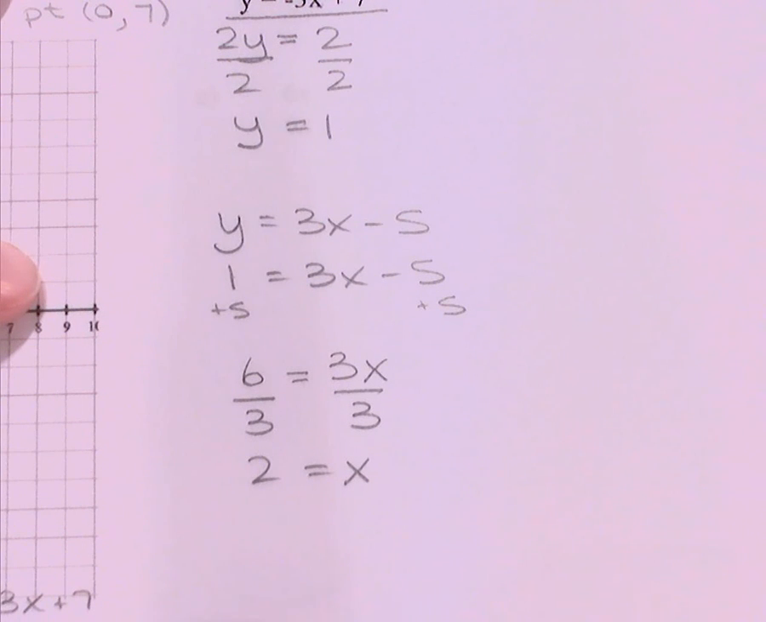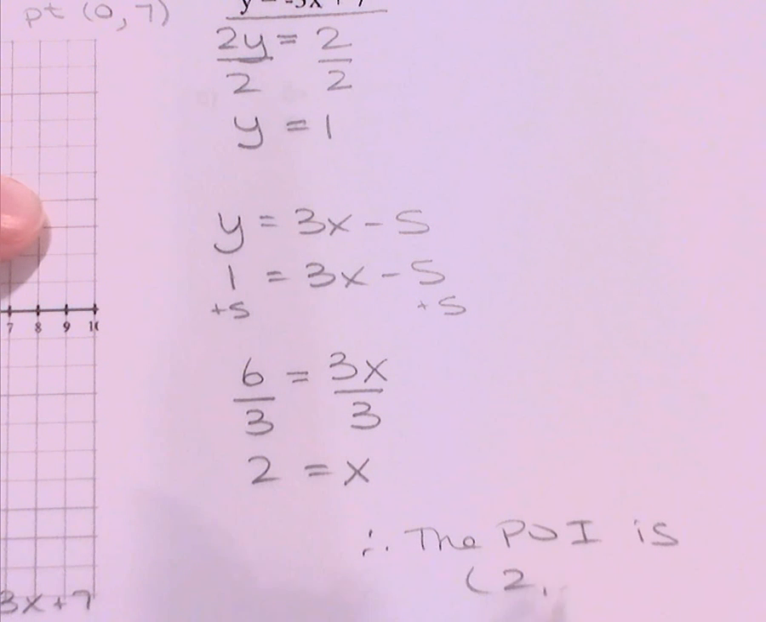So I've again found the point of intersection. It does match the one I did when I graphed. So I have the point of intersection is 2, 1.